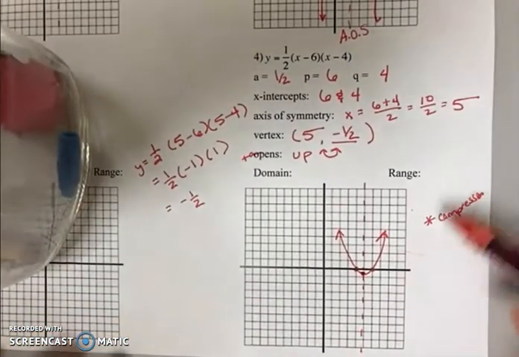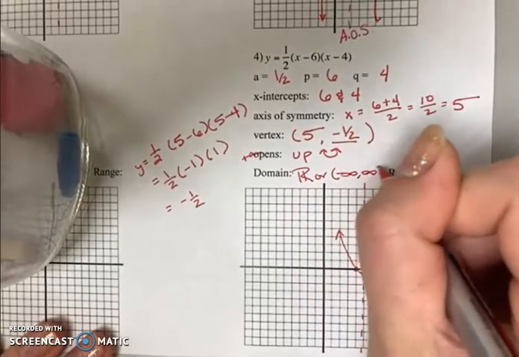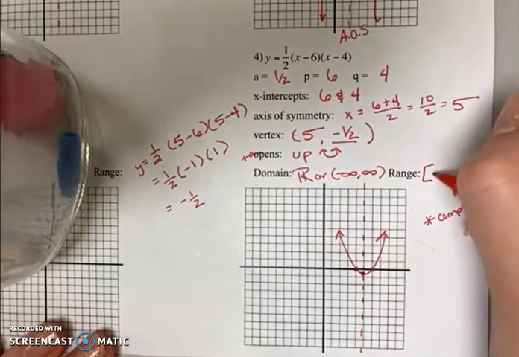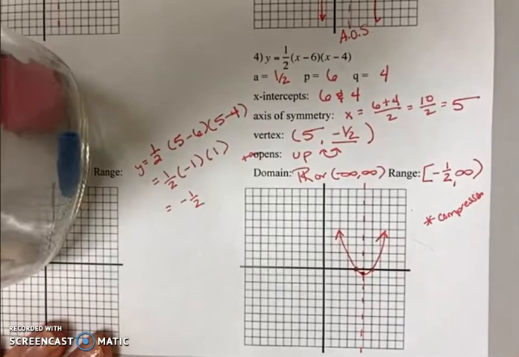So I just figured I'd mention that real quick. And lastly, domain and range. Domain is always all real numbers, but the range here, we do have a minimum value. Down to up, the y value is -1/2 at the min, and it's going up forever.